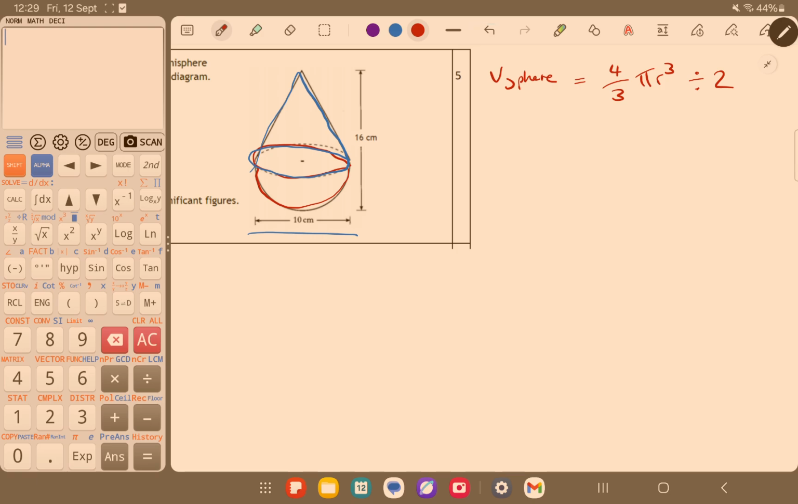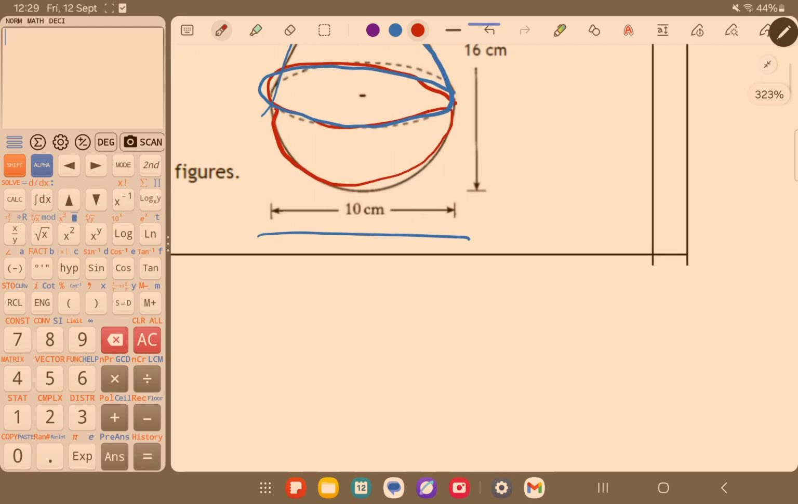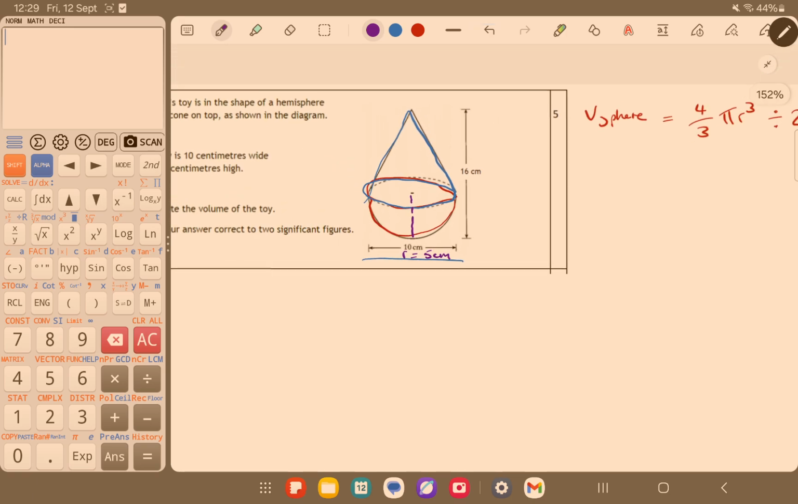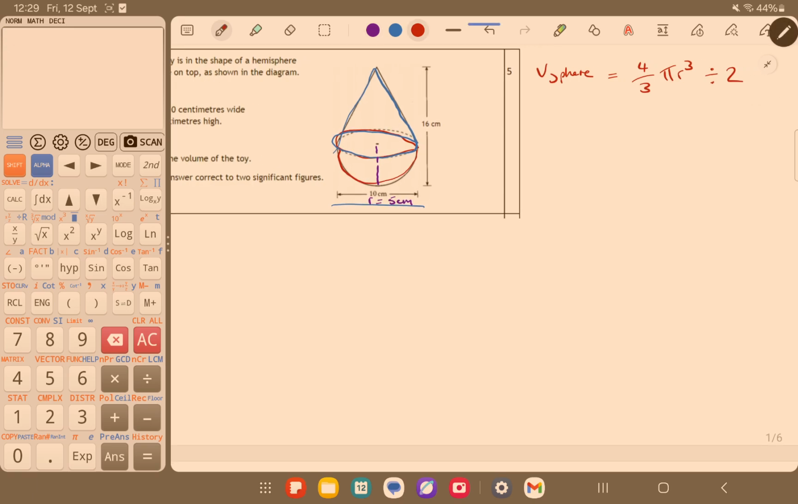What is the radius? Well, the diameter is 10 centimeters here, and the radius is half of that, so the radius is going to be 5 centimeters. So we're going to put r equals 5 into this formula. We've got 4/3 times pi times the radius cubed divided by 2. So that's 5 cubed divided by 2.